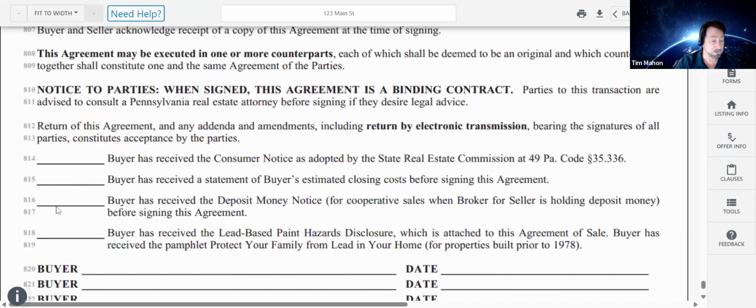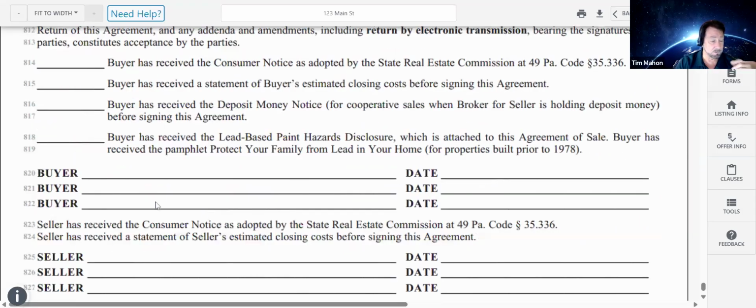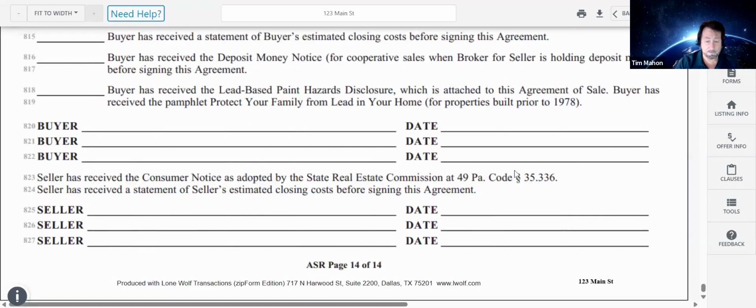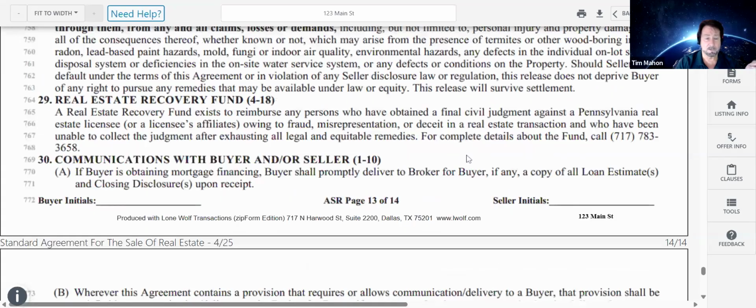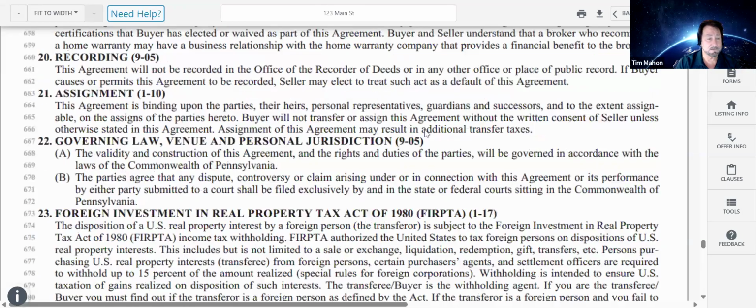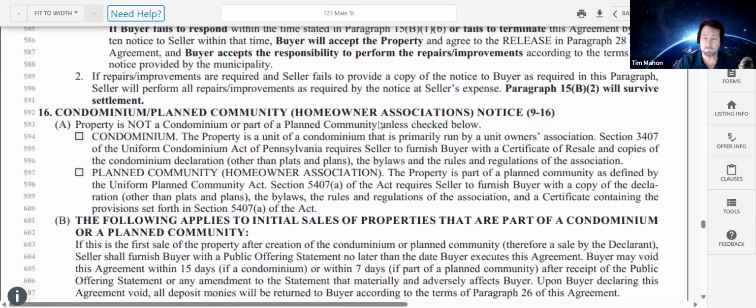So the applicable initials, down here they sign and date it, and basically then the thing gets prepared and you prepare the whole file to go to the seller. That's all we have time for today.